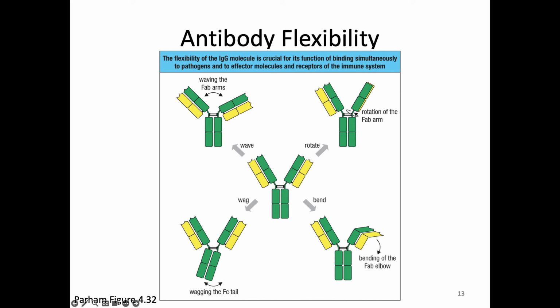In fact, antibodies can wave and change the distance between their Fabs. They can rotate their Fab arms. I can't really rotate my shoulders super well, but they can rotate this way. They can bend the Fc sort of at the elbow. They can even move the tail. And so we've got lots of flexibility. The antibody is going to be able to reach antigens really well by being really flexible at the hinge region.